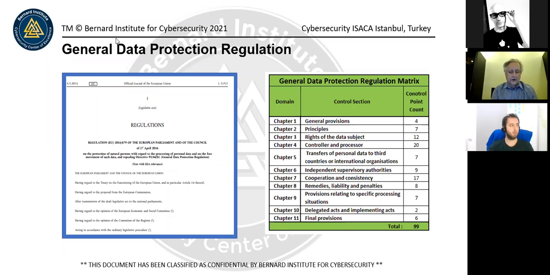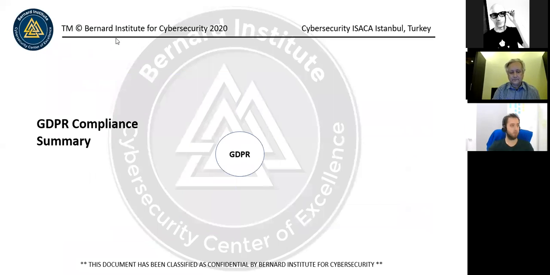There's 99 articles within 11 chapters, and there's a number of different control objectives, if you like, if you're from the COBIT world, that are defined within each of these areas that need to be addressed. It's pretty massive when you think about it, and very detailed, but it can be implemented. It's not too complex, I don't think, but it is quite detailed.